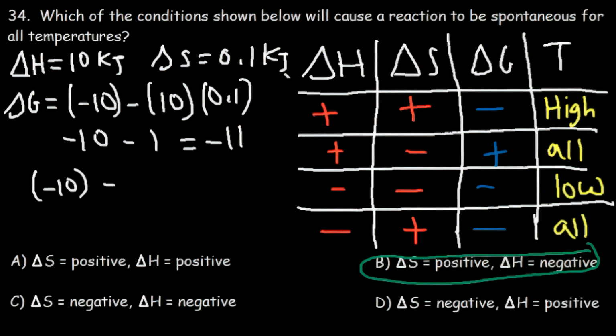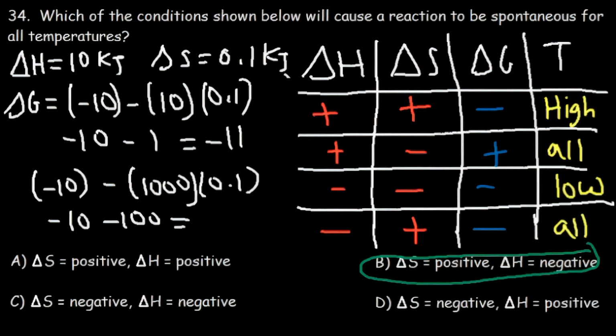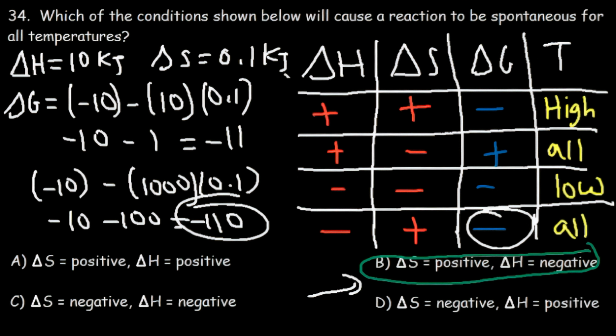Under high temperature conditions, let's plug in 1,000. This is going to be negative 10 minus 100, which is negative 110. And it's still negative under high temperature conditions. So when enthalpy is negative and the change in entropy is positive, delta G is negative at any temperature, because two negatives, when you add them, will always be a negative. But for this problem, B is the right answer. So the reaction will be spontaneous at all temperatures when enthalpy is negative and entropy is positive.